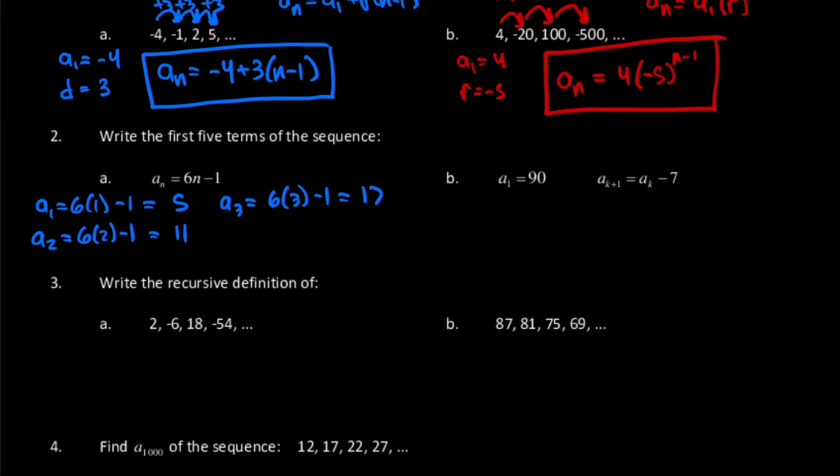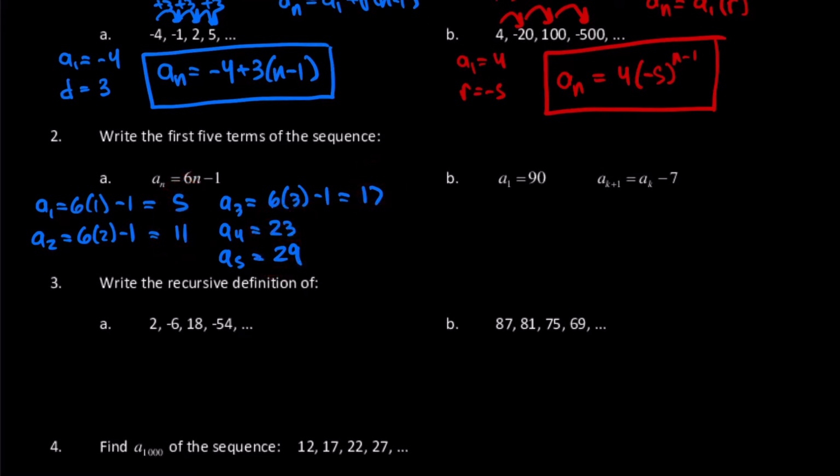I can probably do the last two in my head without writing all this out. So I have to take 17 plus 6. That's going to be 23. And then for a sub 5, 23 plus 6, that will be 29. So I've just listed out the first 5 terms.